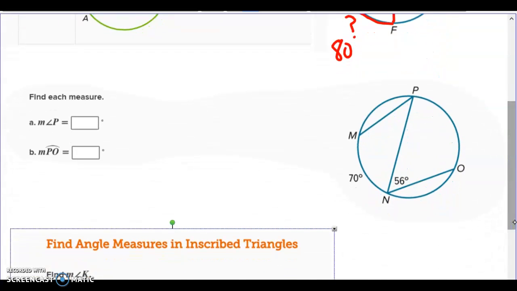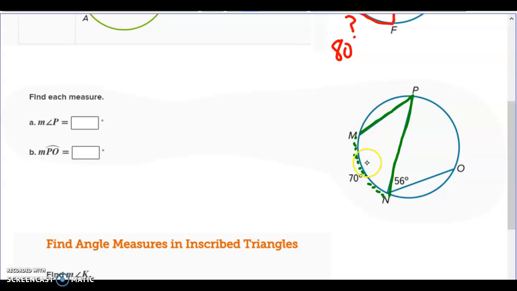All right, try another one here. So we want to find out what angle P is, and we want to find out what arc PO is. So here's angle P. So again, highlight it. Okay. Oh, okay. So angle P is intercepting this arc down here, which is 70. So then that angle would be half, 35. Okay. Arc PO. So here's PO. So what angle is making that? So let's go back. So if that's 56, the arc then would be double. So that would be 112.